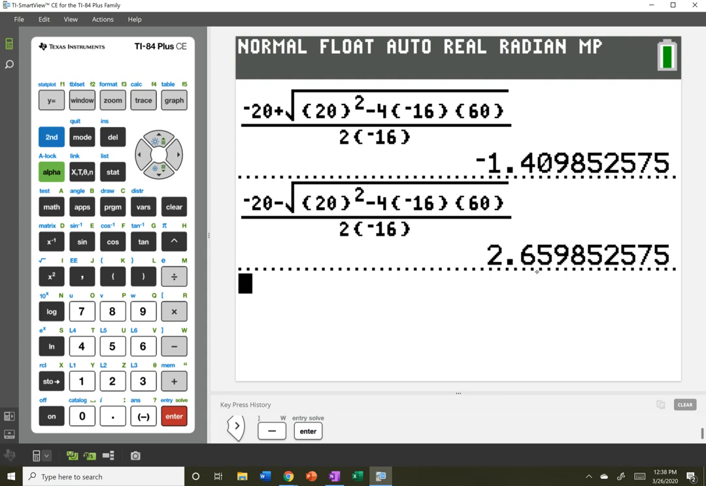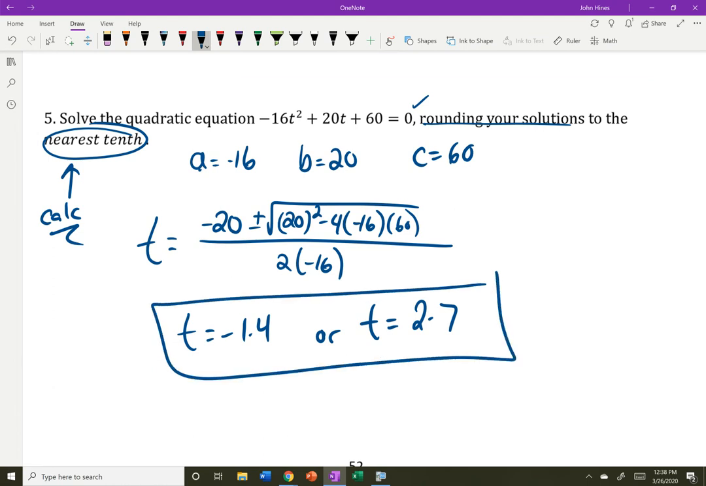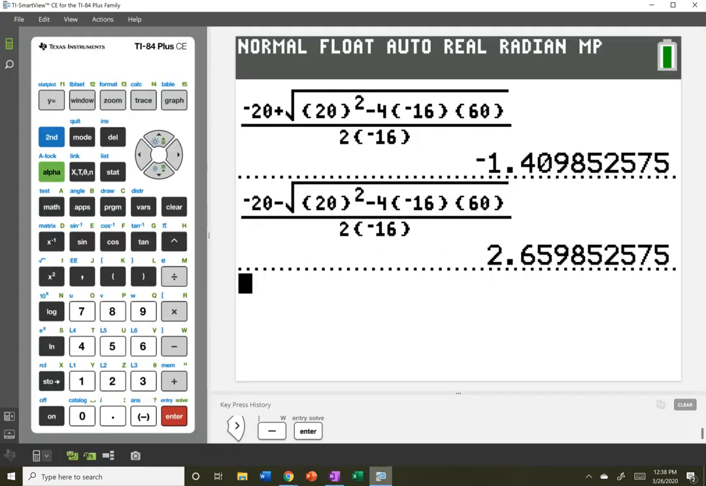Nearest tenth, do I chop or round up here? 2.65, I'm going to actually round up to 2.7. T equals 2.7. So notice, we like when it says nearest tenth because you get to use your calculator. You plug the numbers in and you're done. You let the calculator do all the work.